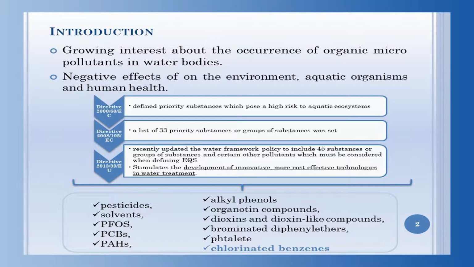But for this investigation, we chose chlorinated benzenes, especially trichlorobenzene. These substances include 3 isomeric forms, and it is important to note that they can be detected in different water bodies as a consequence of degradation of organochlorine compounds.